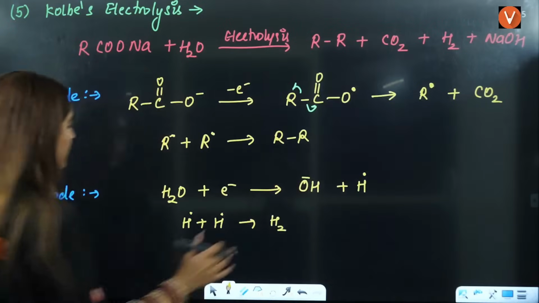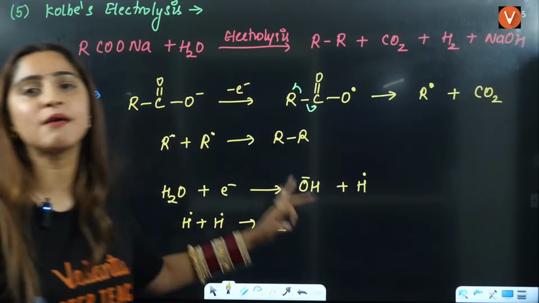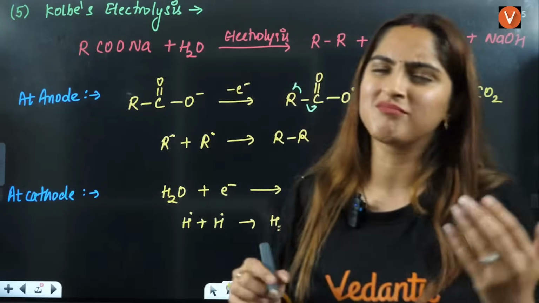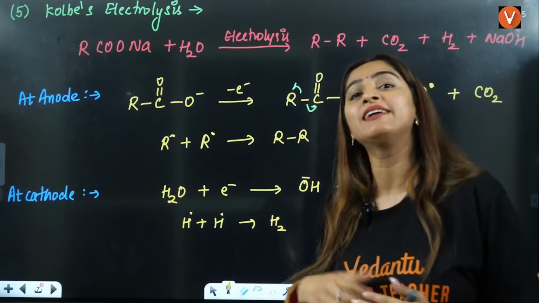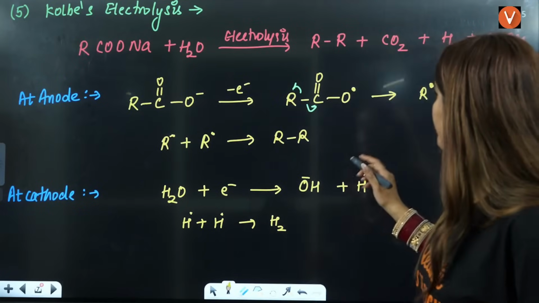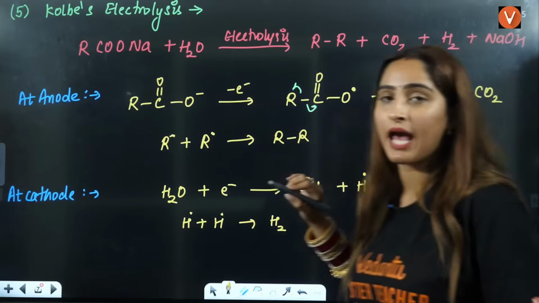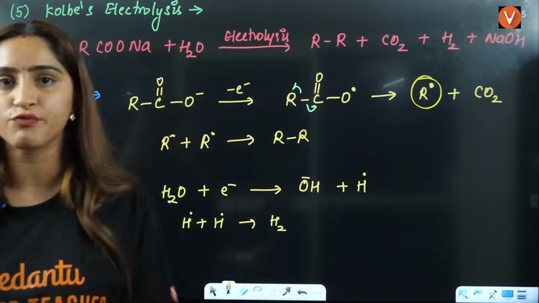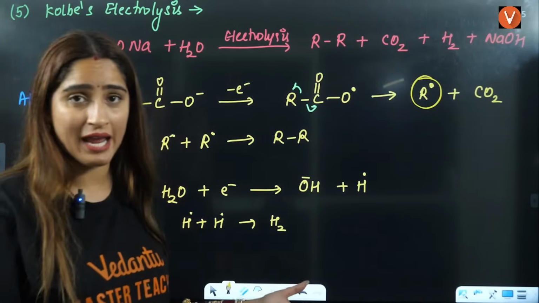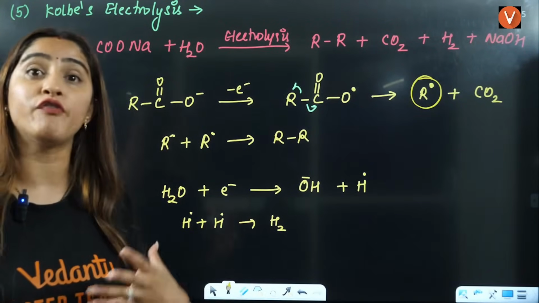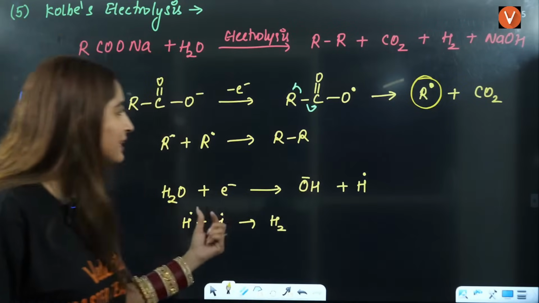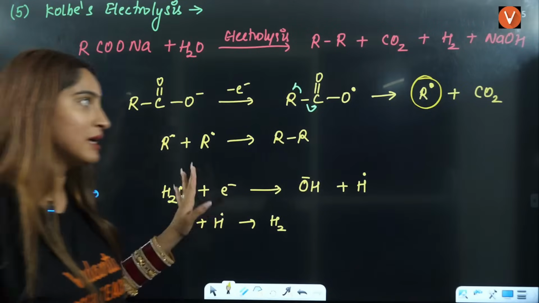And why does this happen? Because this follows the same mechanism as, not the same mechanism, I would say the intermediate is the same, that is, it follows the free radical mechanism, where R free radical is formed, just like Wurtz reaction, where you had the formation of R free radical. That is why in the end RR is formed, right?